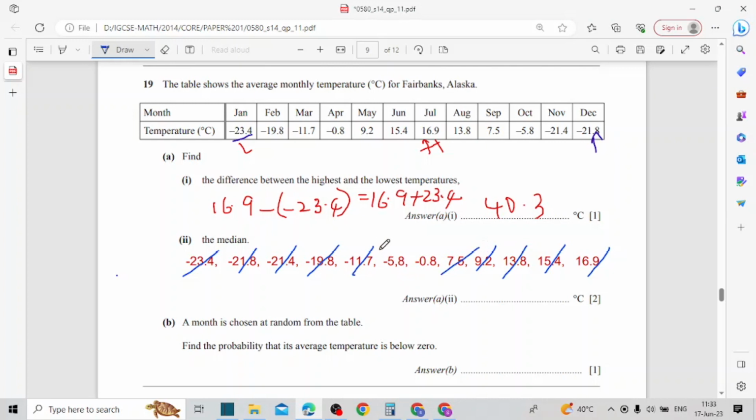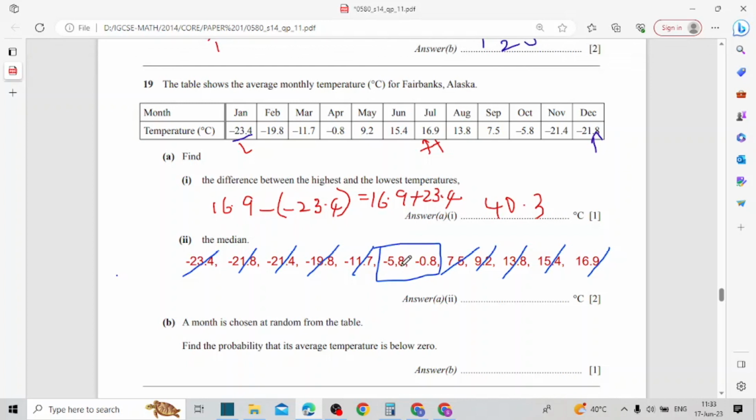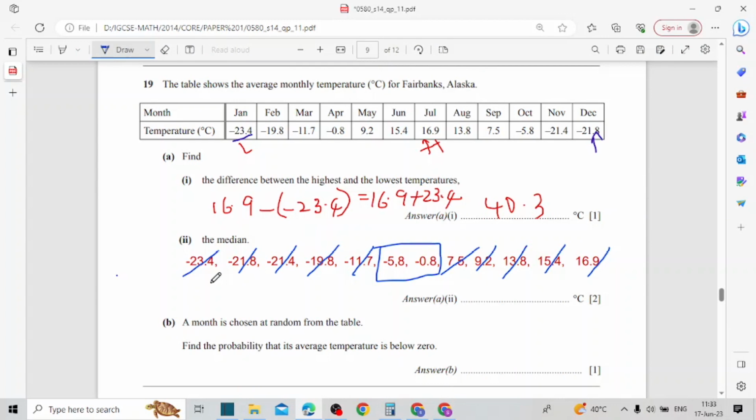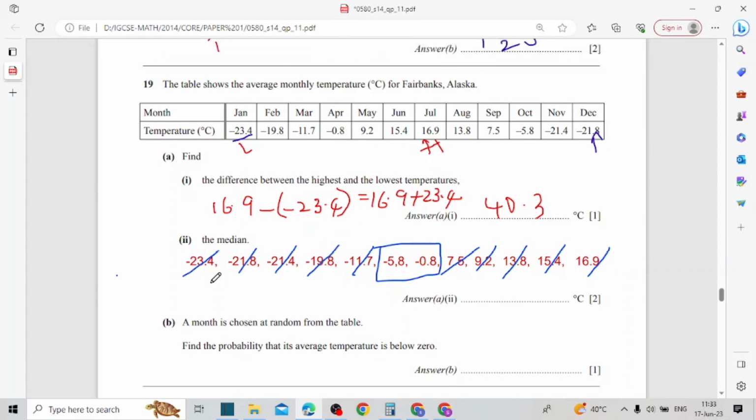Then you will reach the center with the leftover numbers. We will not cancel these two numbers. Instead, we will simplify this. The average we have to find over here. How to find the average of these two numbers? So negative 5.8, negative 0.8, since there are two numbers, over 2. This is what average is. So what will be the answer?